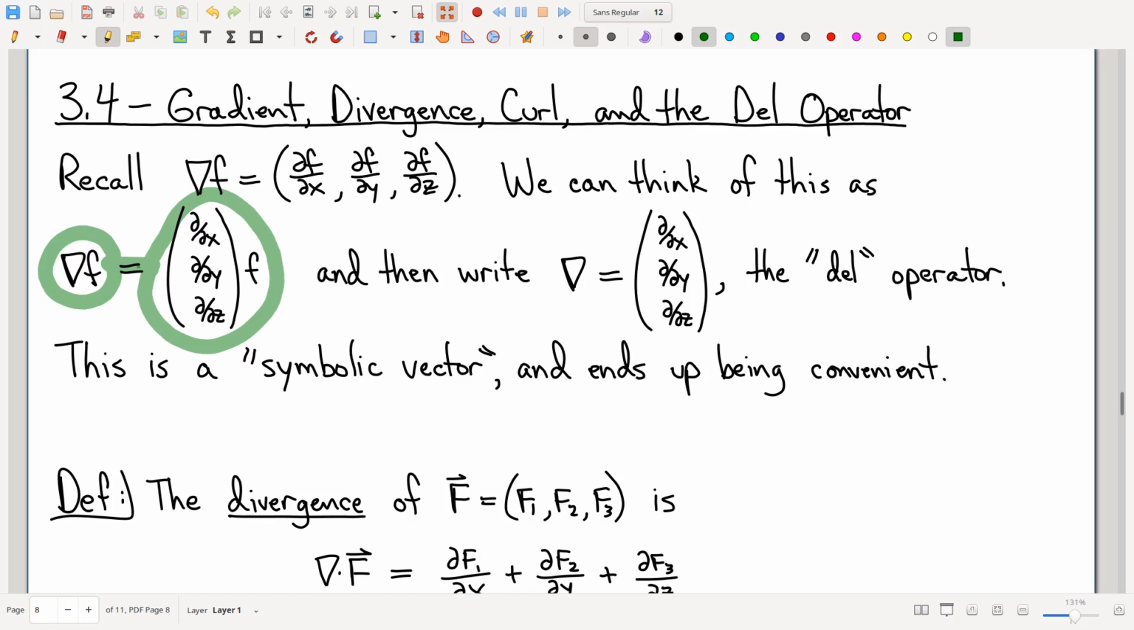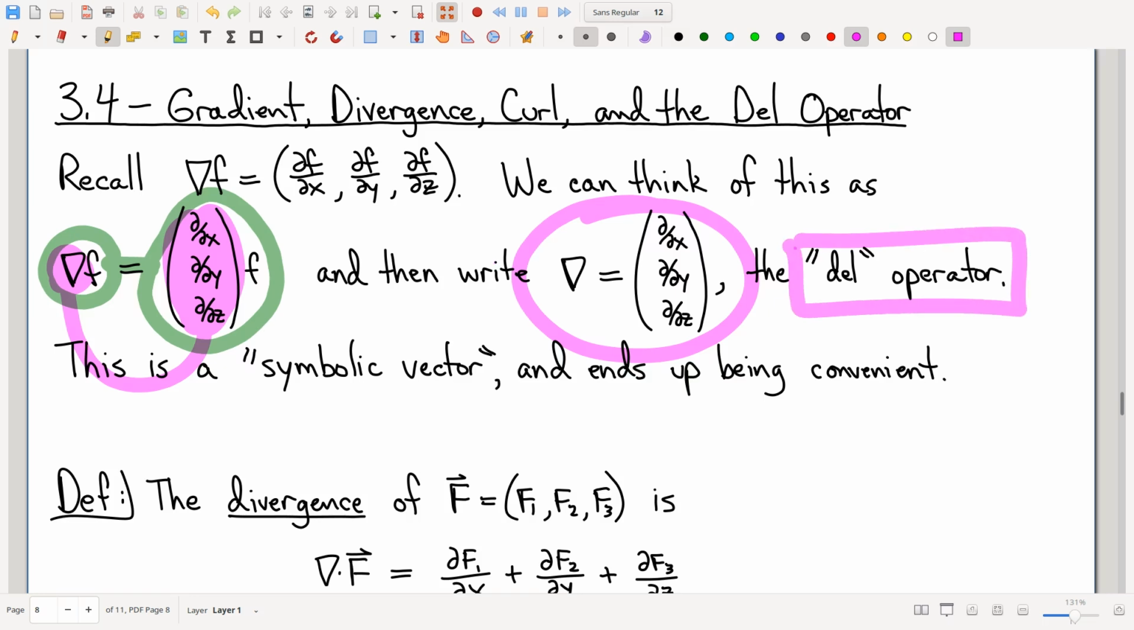And then the idea is, well, that kind of means that this thing by itself, not applied to a function, could be thought of as a kind of a thing. And it turns out, we're going to see this later, this is really, really useful. Right? So we give this a name and a notation as well. This is called the del operator.